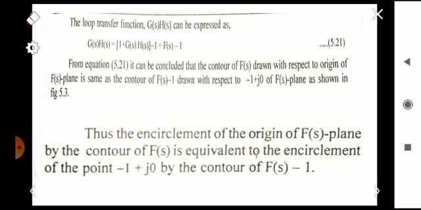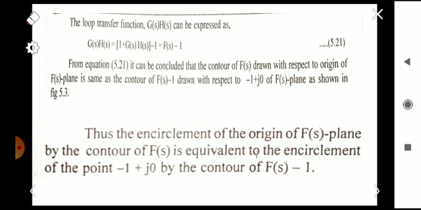criterion. And we know that the loop transfer function G(s)H(s) can be expressed as 1 + G(s)H(s) - 1. That is, we are adding and subtracting a 1 here, and this 1 + G(s)H(s) is F(s). Okay, this is F(s).